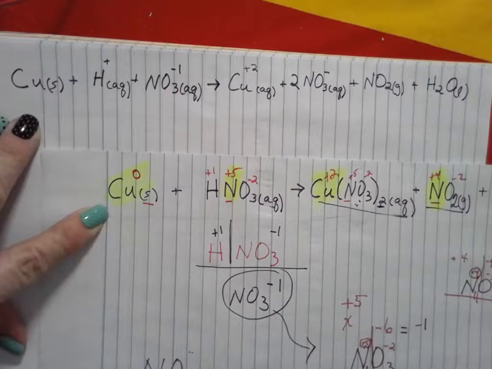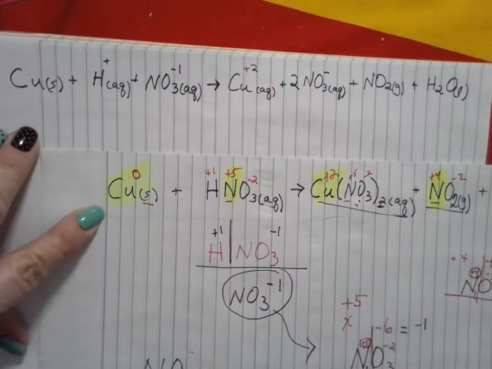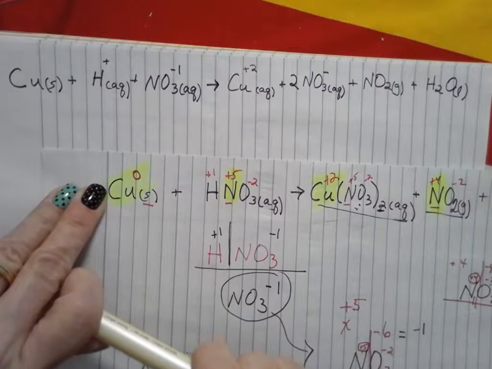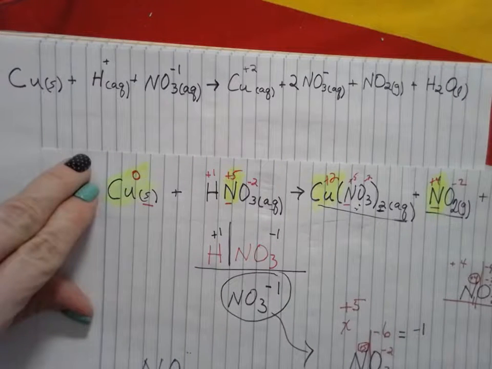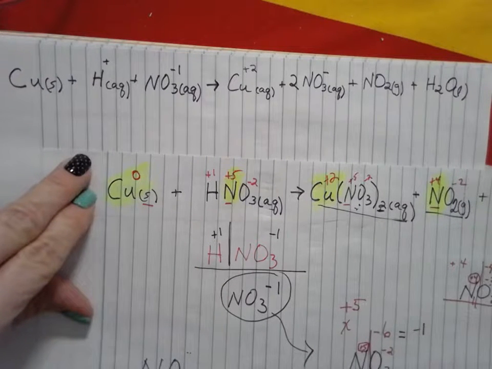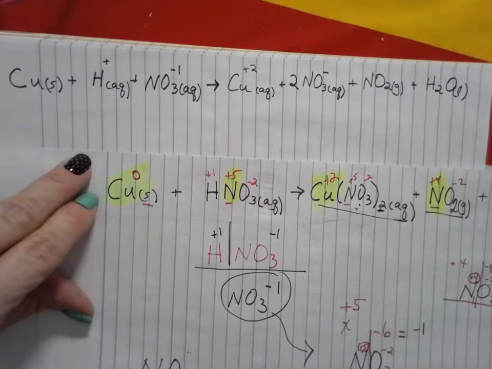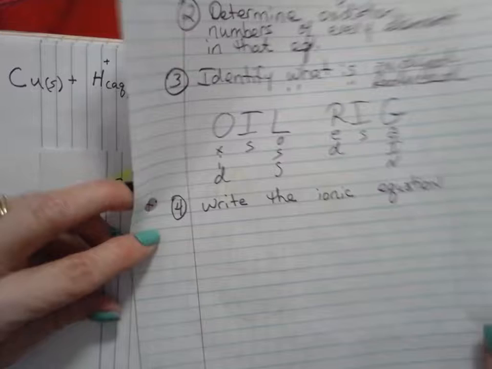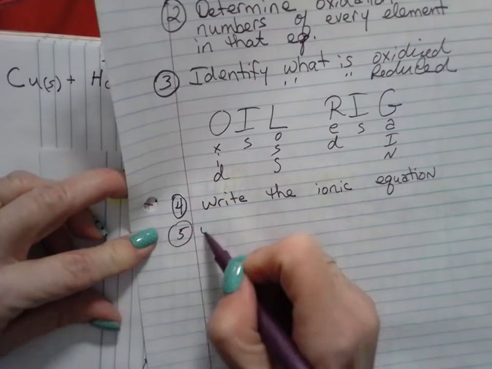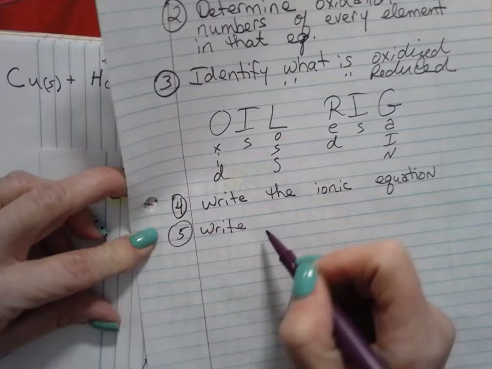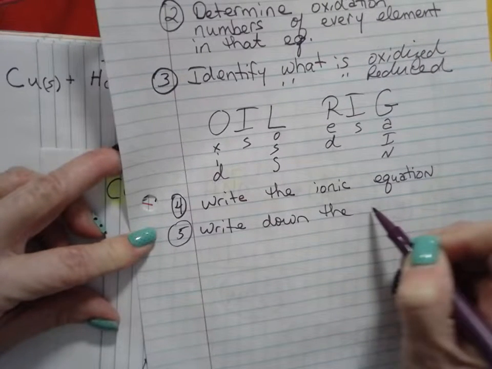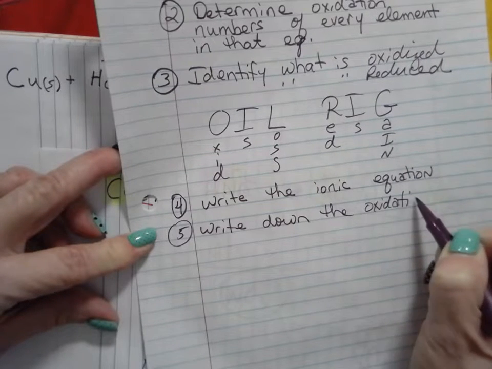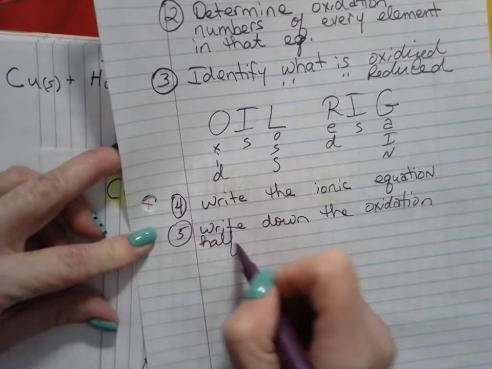Now, understand that the next step, we're writing down the species that are going through a change. So step 5, we're going to start writing down the oxidation half reaction.